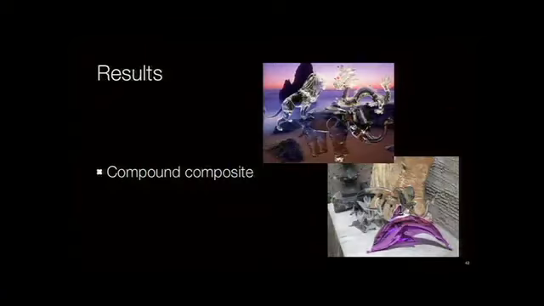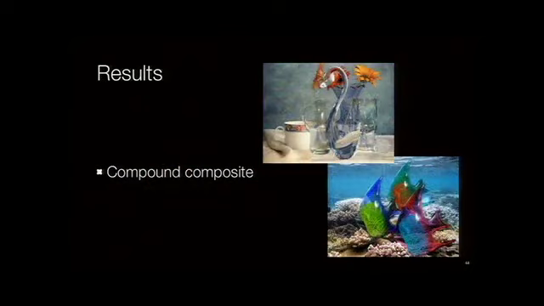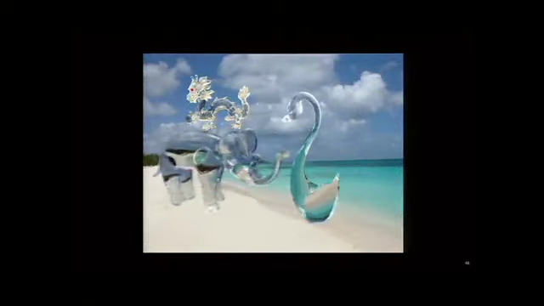Here are some results for compound composite. We can change the hue of the transparent object, as you can see for the purple dolphin. We can also scale the fish to simulate scene depth. Here, the swan is in front of both objects. Whenever they move, the appearance of the swan is also changed.